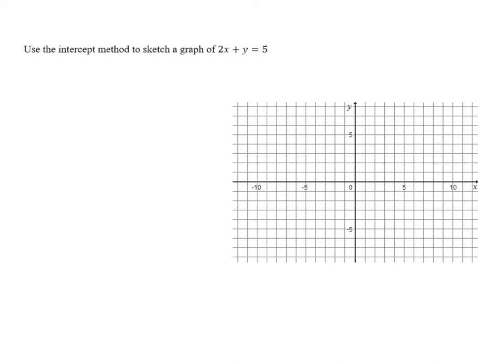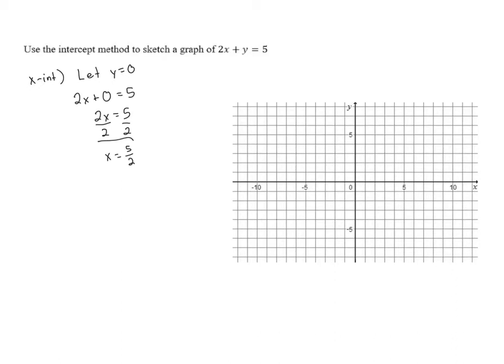Use the intercept method to sketch a graph of 2x + y = 5. We'll start by finding the x-intercept, and we do that by letting y equal 0. If we plug in 0 for y, we have 2x + 0 = 5, the same as 2x = 5. And if we divide both sides by 2 to get x alone, we have x = 5/2.